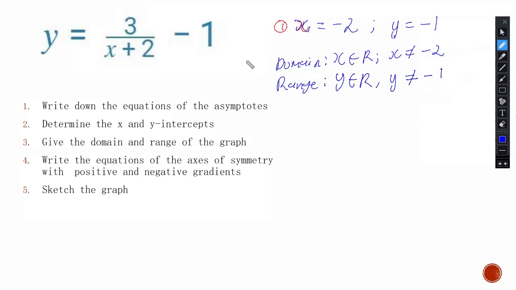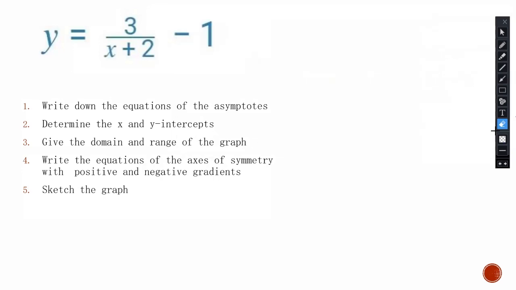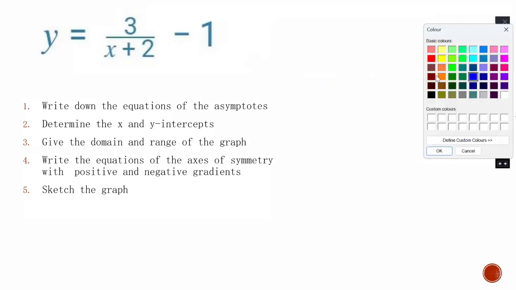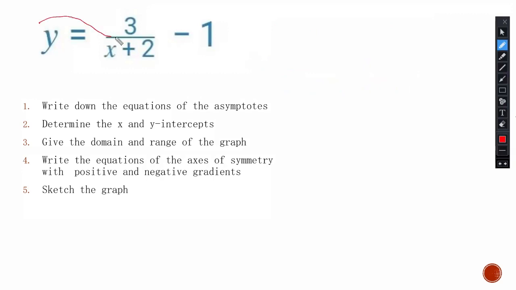Okay, nice. So this was your number 3. Number 4 now, write the equations of the axis of symmetry with a positive gradient and a negative gradient, right? So this is basically how you practice, guys. Make sure that you do the very same questions over and over again. Practice makes perfect.